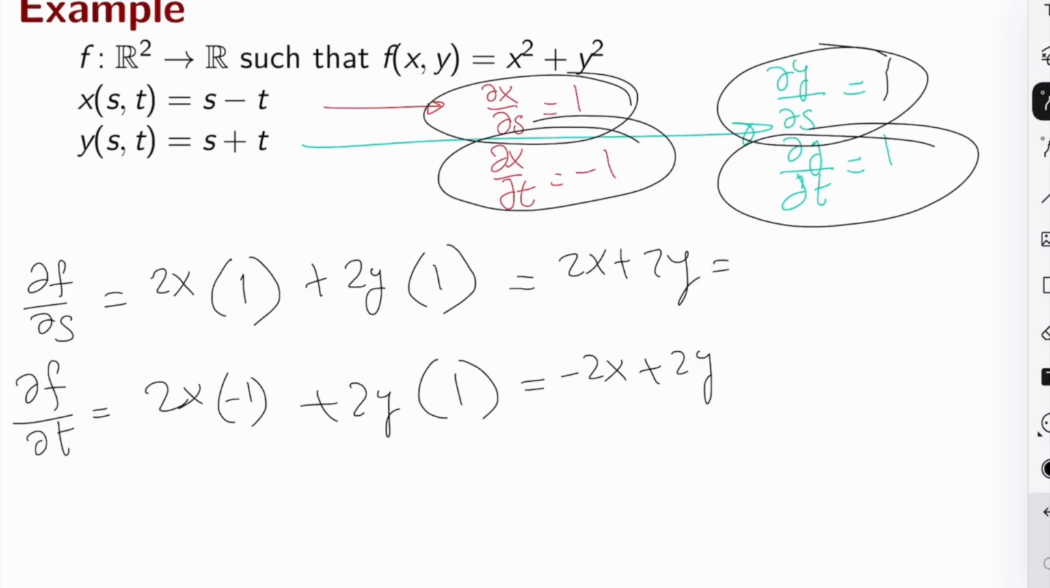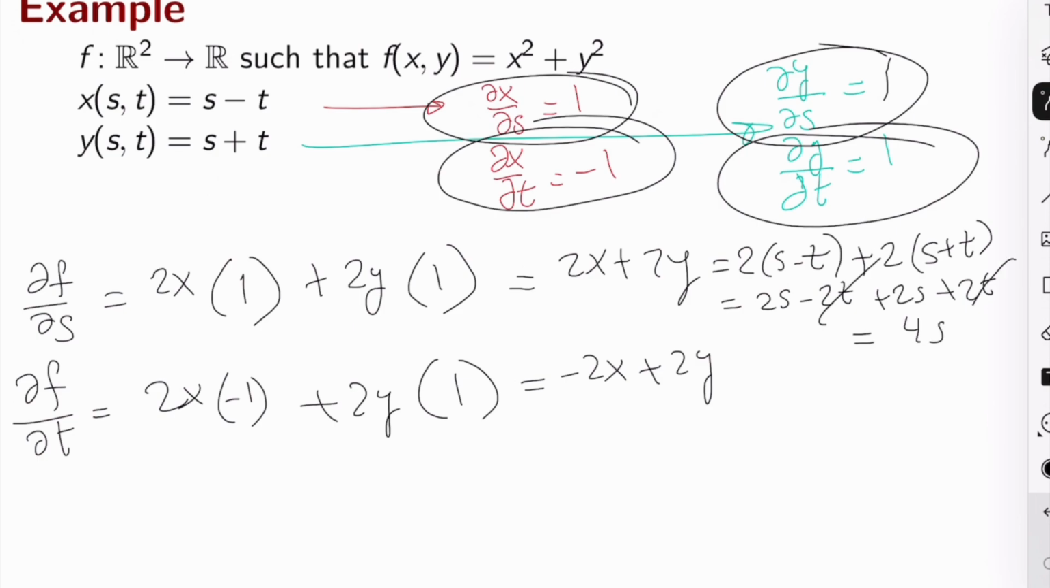So in this case, x is s minus t, so that will be s minus t plus 2, y is s plus t. Well, doing the operations here, we have 2s minus 2t plus 2s plus 2t. The t's cancel, and this is just 4s. Doing the same thing here, you will get that the total thing here is 4t. And these are the two partials with respect to s and with respect to t, applying the chain rule.